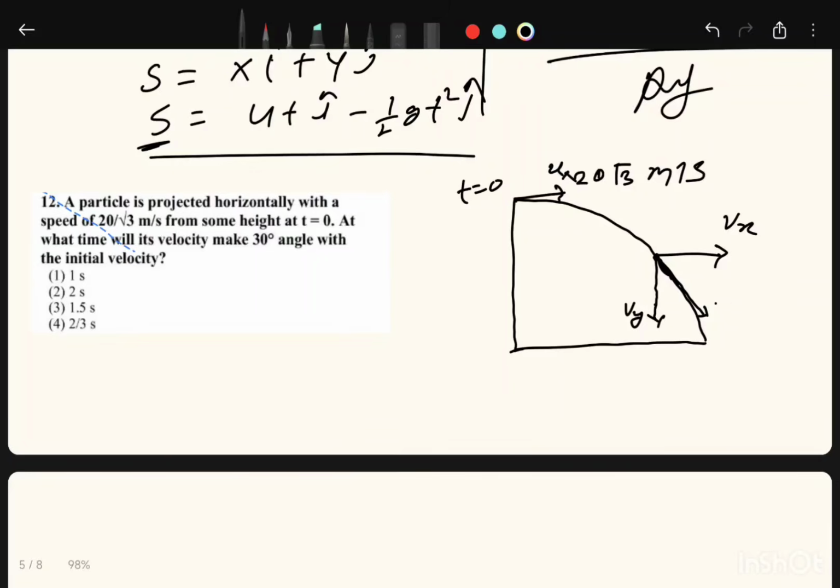So we have this as your total velocity. We are asked after what time this angle is making 30 degrees.